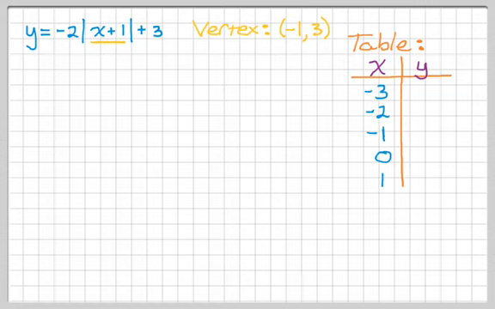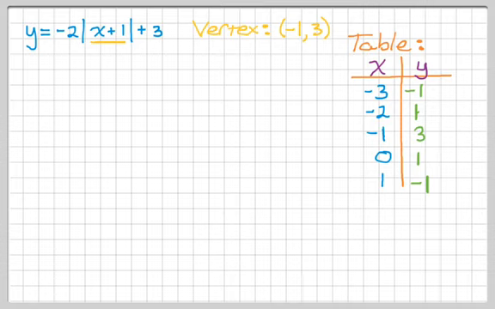Now I'm going to substitute in. I know that negative 1, 3 is a point. If I take negative 2 and plug it in, I end up with the absolute value of negative 1, which is 1, times negative 2, which is negative 2, plus 3 is 1, and so on. I'm going to assume that you can plug those in.